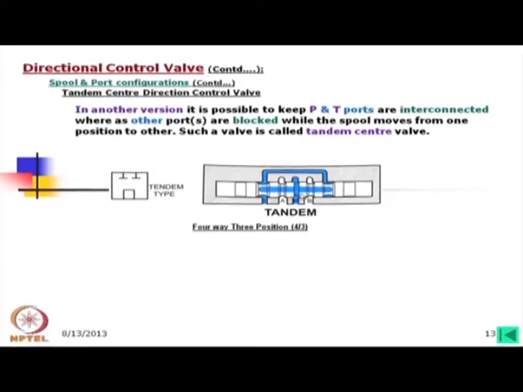These lands are wider than the fully open center, and there is a longitudinal hole inside the spool. In fact, if you think of the manufacture, this hole is made from one side and then it is blocked, and from the peripheral side also some holes are made.